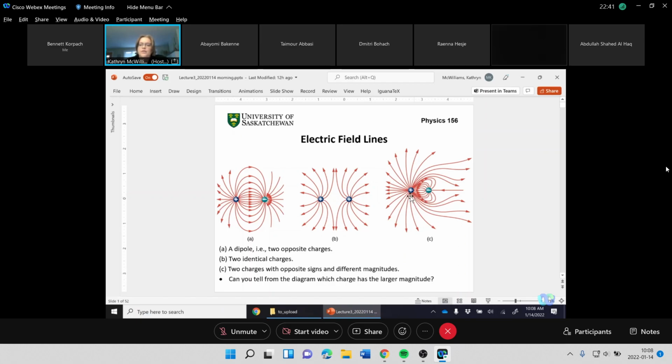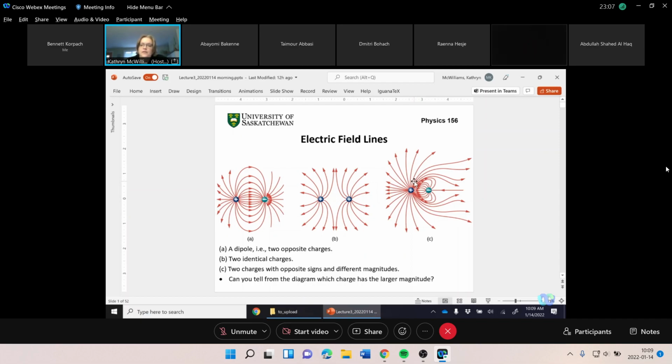So the stronger the field, the more lines you have in your drawing. And that means that the charge that's causing that field has to be bigger. Maybe it's more obvious to look at panel B and C. So in B, you've got a lot of space between the lines compared to panel C. So the charge has to be stronger in panel C to create more field lines.